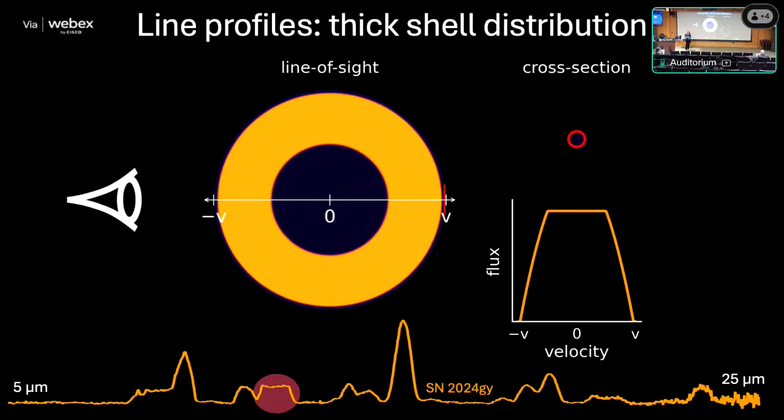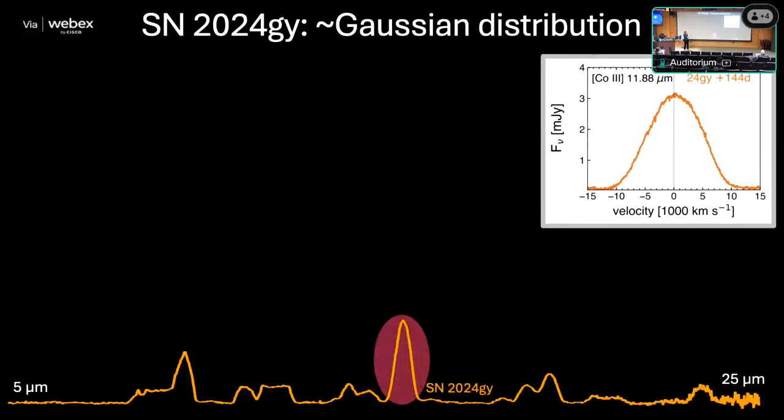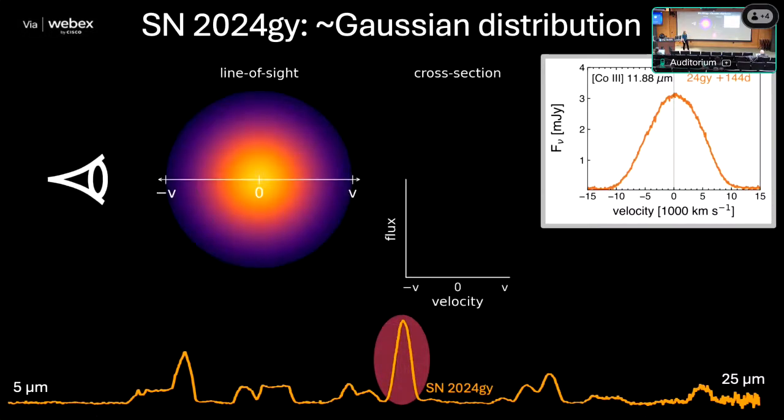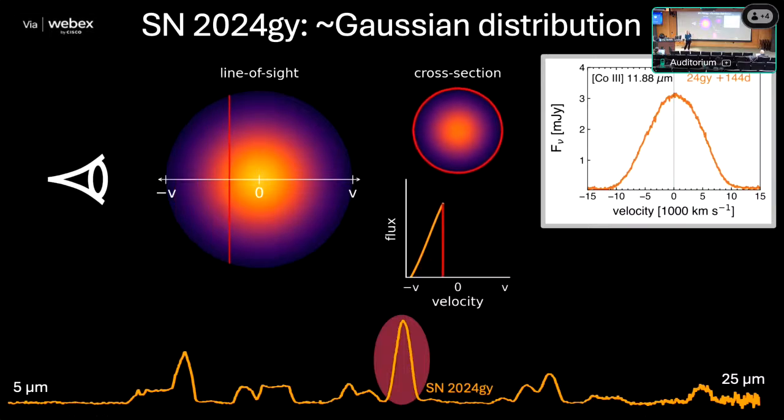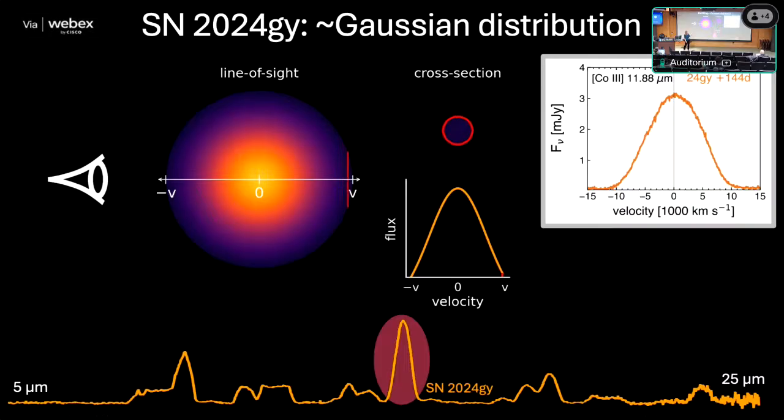Okay, so do we actually see this in real supernovae? Yes, but not quite as simplified as these uniform cases. This is a cobalt-3 line at 12 microns, and you can see it has a very close to Gaussian shape. The way that we get a Gaussian shape is actually with a Gaussian distribution, because at each cross section you've got a Gaussian, and then when you integrate that Gaussian cross section, integrating a Gaussian gives you a Gaussian.